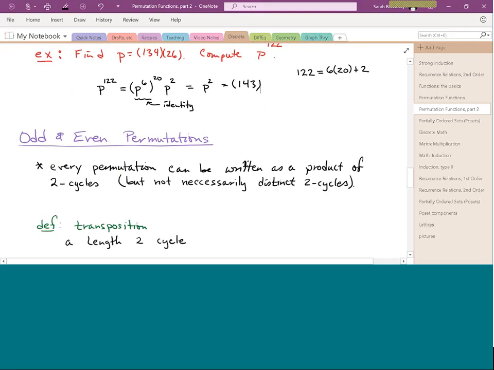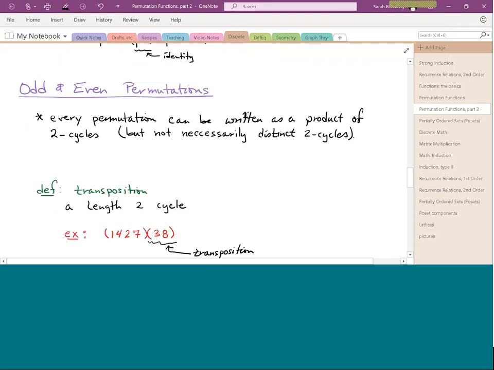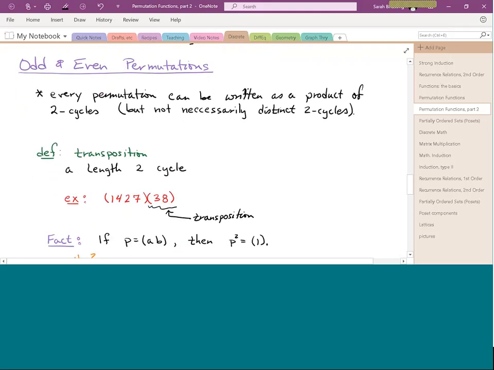The caveat to this is, while every permutation function can be written as a product of two cycles, there is absolutely zero guarantee that that product is a disjoint cycle product. In other words, you may have to write it in non-standard form to get those two cycles. So let's see what we would do here. This is just an example. The transposition is a two cycle.